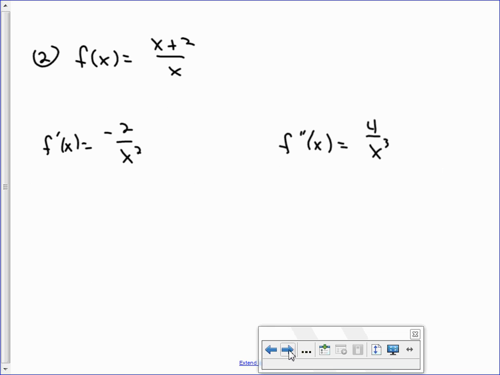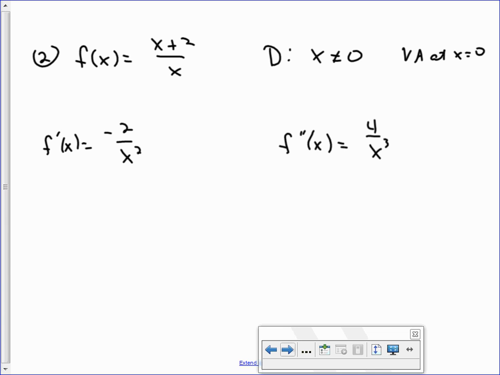Let's try another one here. I've already done the derivatives, so we're just going to jump right in and try to go through all the steps. The first thing is that you've got to make sure you pay attention to the domain. This time we know that x cannot equal 0. Take a minute to decide what's happening there. You knew how to do that from your pre-calc class. So we know that there's a vertical asymptote at x equals 0, right on the y-axis.